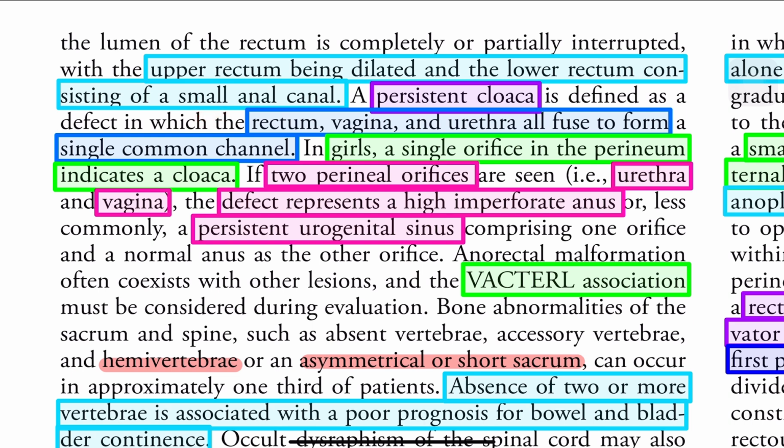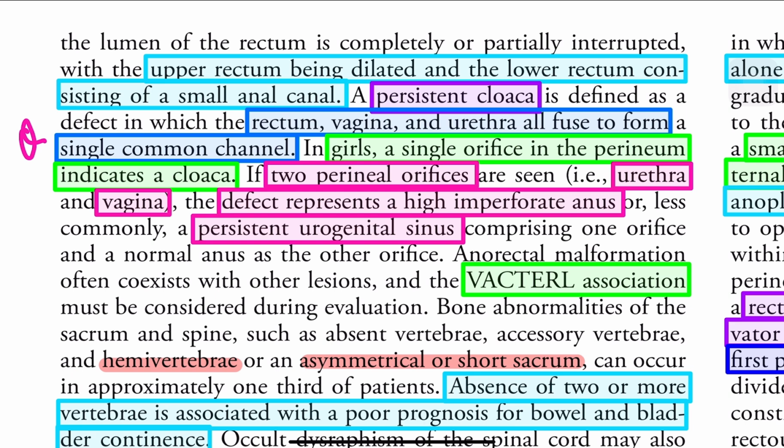Then a persistent cloaca is defined as the rectum, vagina, and urethra all fused to form a single common channel. So this is important. What is cloaca? Anteriorly the urethra, and then vagina, and then rectum, all are fused to form a common channel. So in girls, a single orifice in the perineum indicates cloaca.